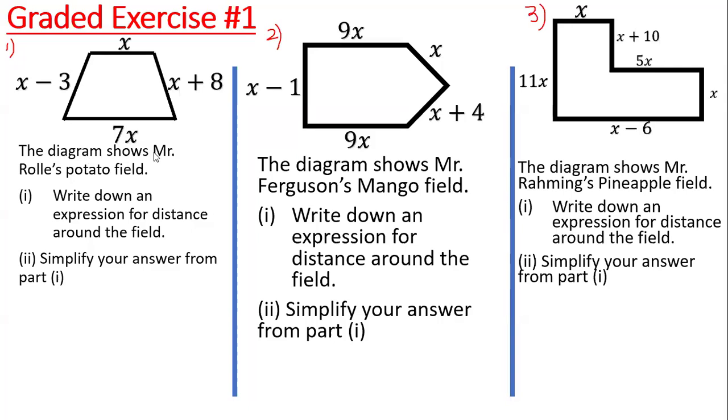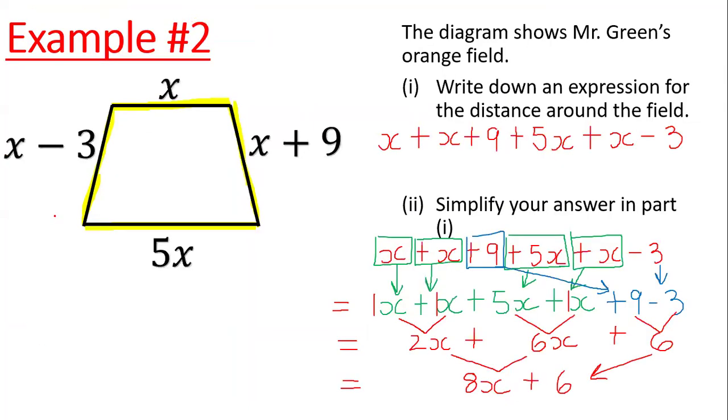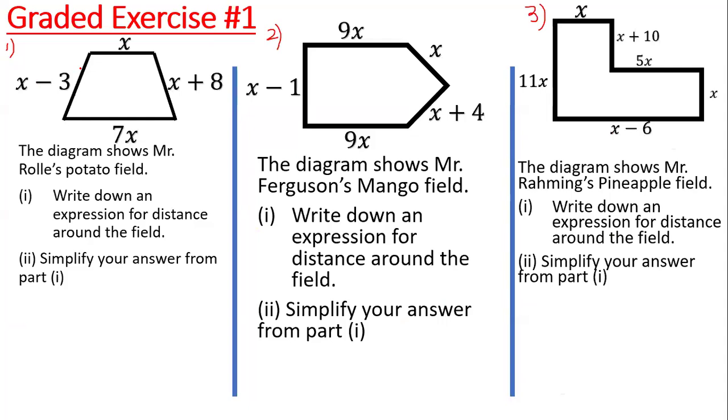The diagram shows Mr. Rowley's potato farm field. Write down an expression for the distance around the field. Good. What do you think we have to do for this one, Zion? Based on what we did here, you have to write down the perimeter. Perimeter? Yes, sir. So what are we going to start off with? x. And then you add x plus 8, plus 7x, plus x minus 3. Good.